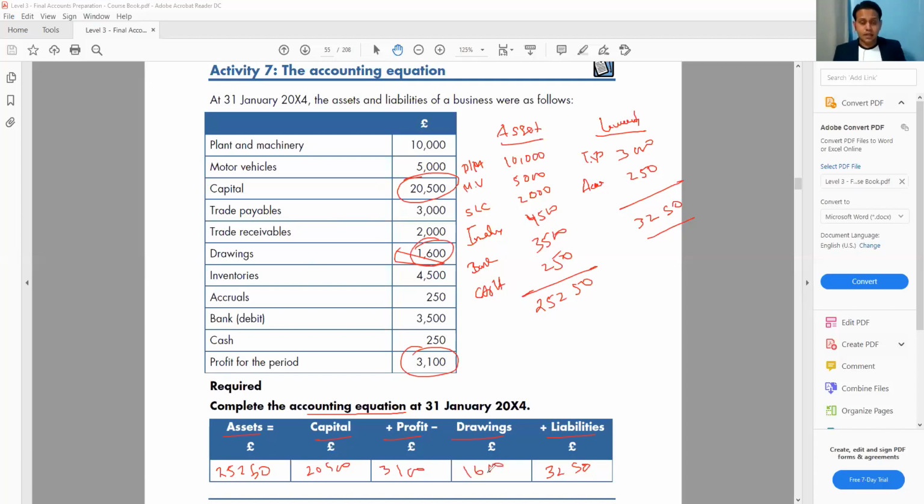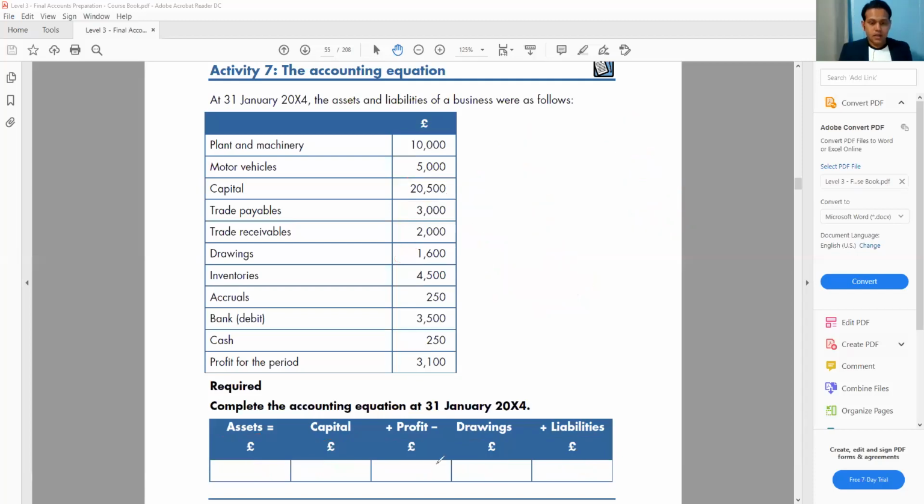That's it. So this type of question sometimes comes in the exam. If you remember your accounting equation, but in the exam they tell you something, you have to find the missing one. But if you remember that asset equals liability plus capital, you can easily solve this question. All right, so let's move on.